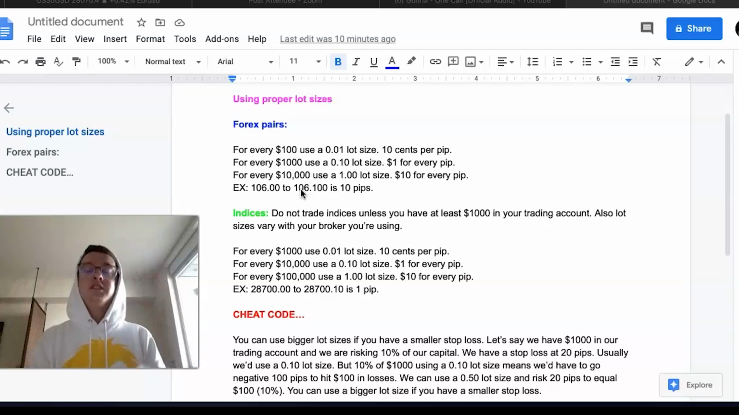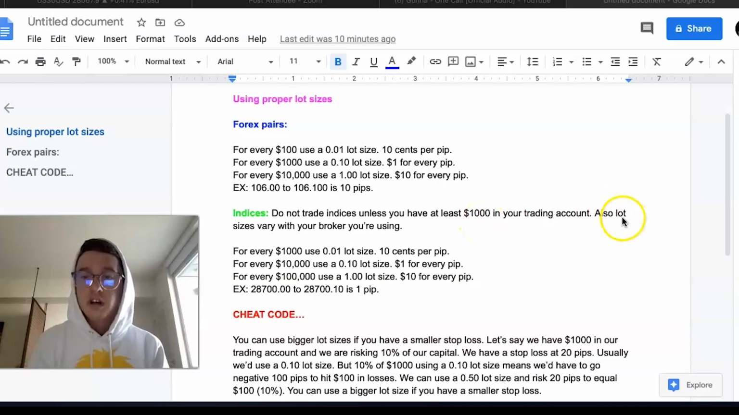So here is the warning right here, you guys. Indices like US 30, the Dow Jones, we have the S&P 500, that's SPX 500, then we have NAS 100, the NASDAQ. Those are indices, and you guys need to be very, very careful. I would not recommend trading any indices unless you have $1,000 in your trading account.